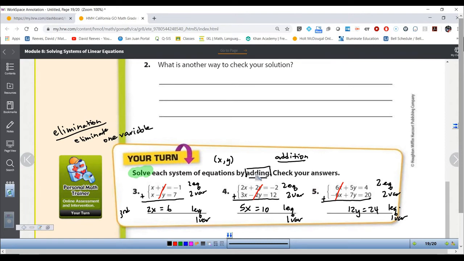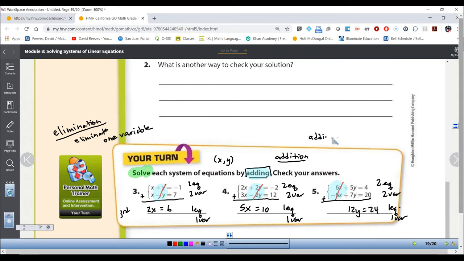First time I show this to students, they go, oh my gosh, that's so easy. But I have to warn you, this doesn't always work. This method of adding only worked because these two were opposites. The addition method works when you are adding opposites.